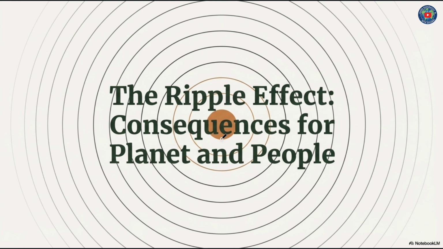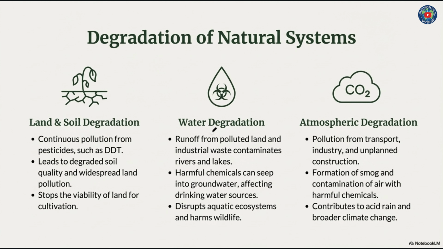The consequences for planet and people. What are the consequences of natural hazards? Degradation of natural systems like land and soil degradation, water degradation, atmospheric degradation. Land and soil degradation: continuous pollution from pesticides such as DDT, dichloro-diphenyl-trichloroethane, leads to degraded soil quality and widespread land pollution. It stops the viability of land for cultivation.